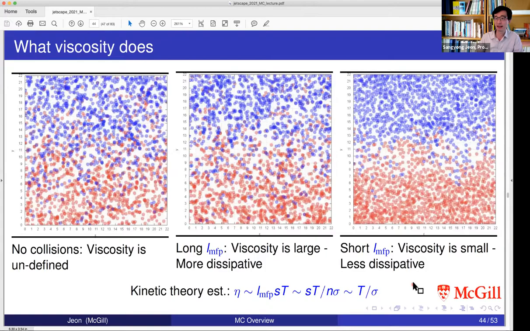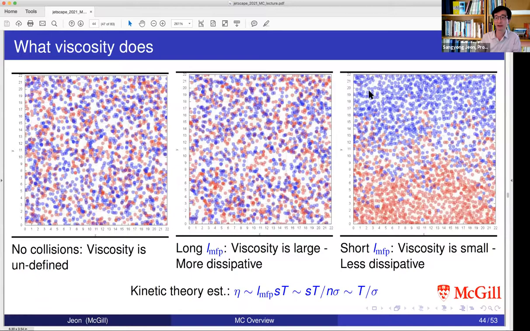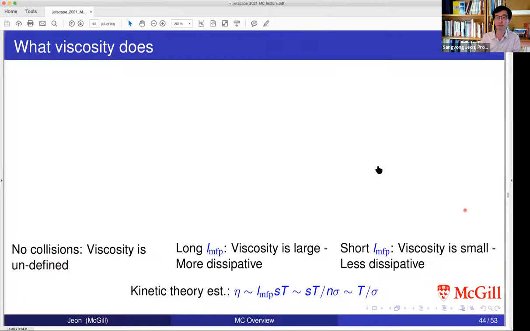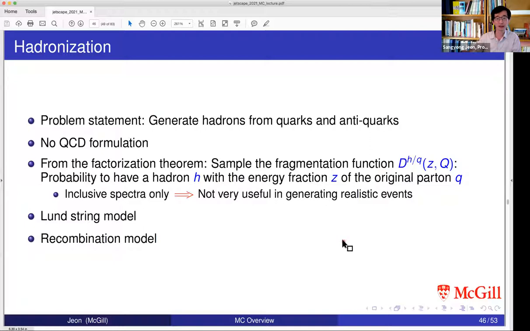No collision, small cross section, large cross section: you can see that the original direction of red particles and blue particles are maintained, and also positions are basically maintained. So that gives you some intuitions about what's actually happening. Okay, hadronization. Next is the hadronization part.